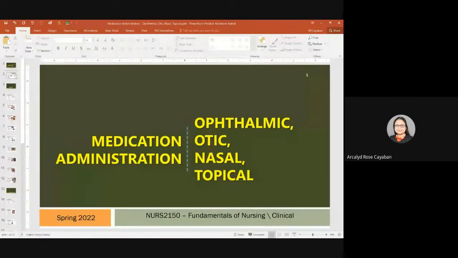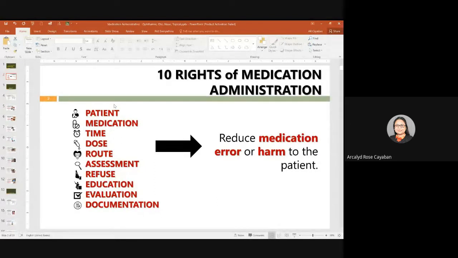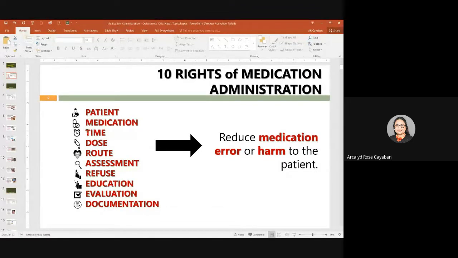But before that, we have to remember what we call the 10 rights of medication administration. Why is it important? Again, it is to reduce medication error or to prevent harm to the patient. Don't forget to remember the 10 rights of medication administration, okay? So what are the 10 rights? The right patient, the right medication, the right time, the right dose, the right route, the right assessment, the right to refuse from the patient, the right education, the right evaluation, and of course, the right documentation.